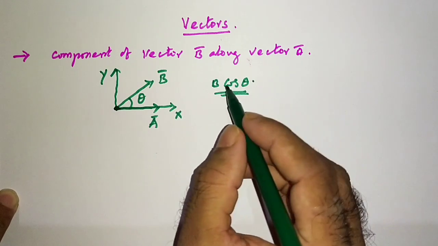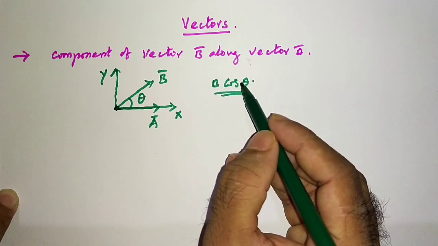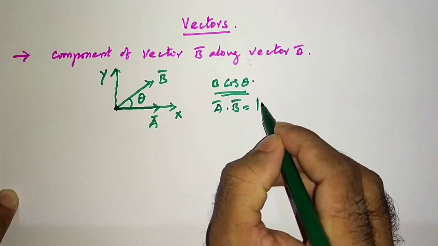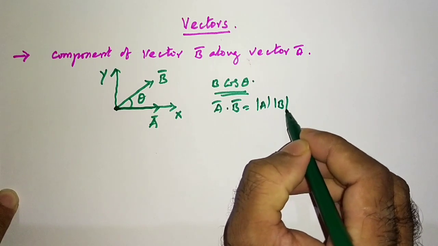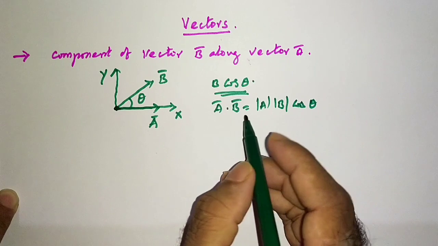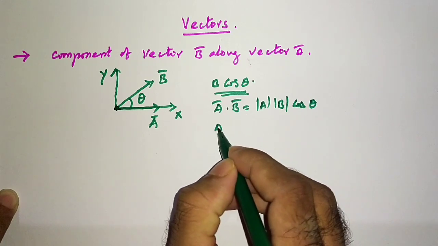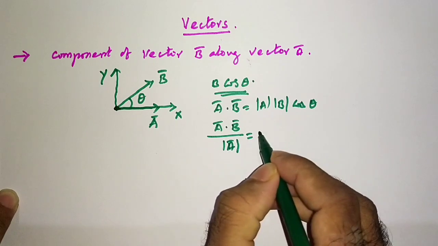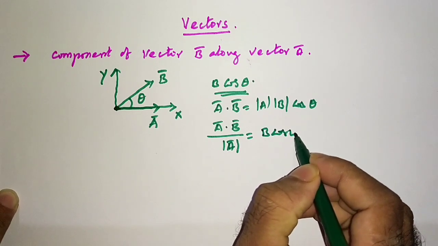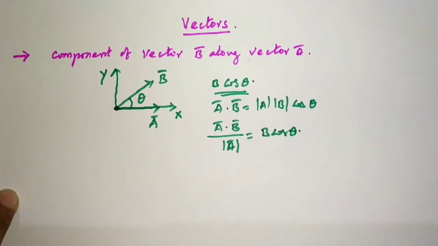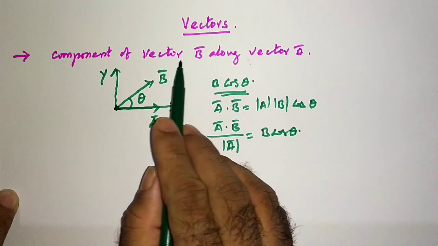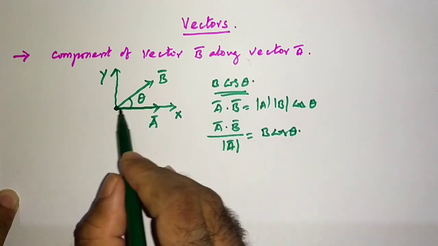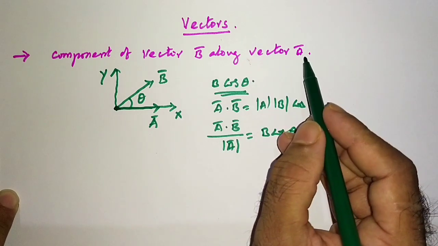You can calculate it by taking its magnitude and angle, or else we know that A dot B is equal to magnitude of A into magnitude of B into cos theta. From that, A dot B divided by the magnitude of vector A gives the B cos theta value. So in this way you can calculate the component of B along vector A.